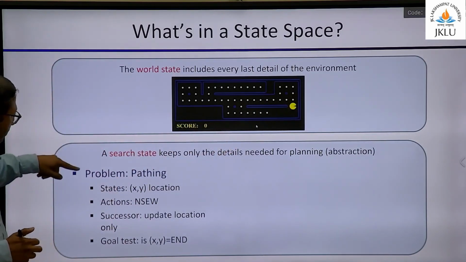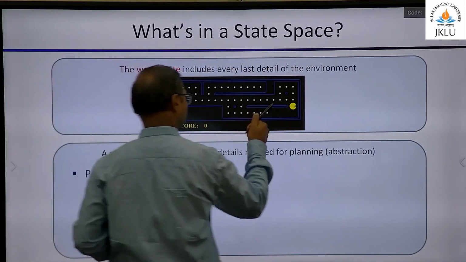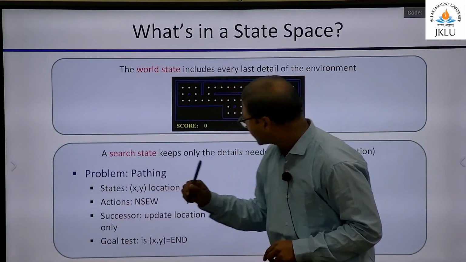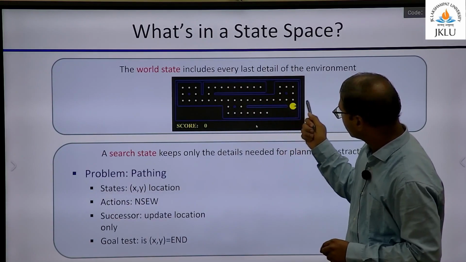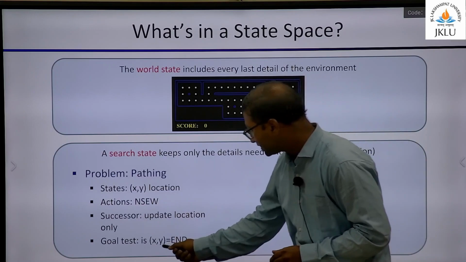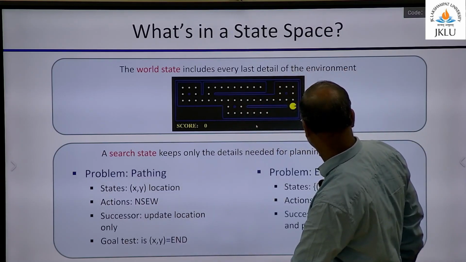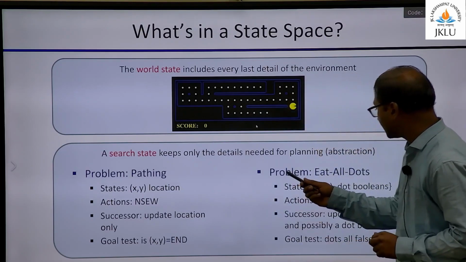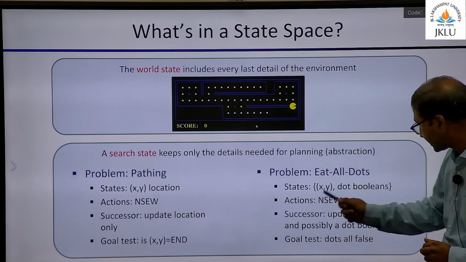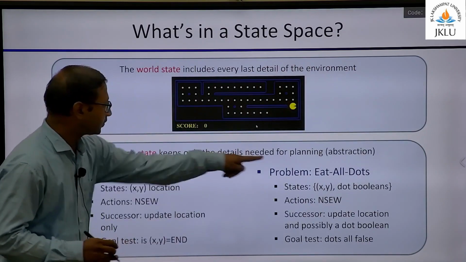So what does it mean? For example, if we are doing just pathing, states are x, y, my location basically in this coordinate system. Actions: the Pacman can move north, south, east, west. Successor is update location only. Goal test is this. This is in contrast with if your problem is eat all dots: states, actions, successor and goal test. What is the difference between these two?